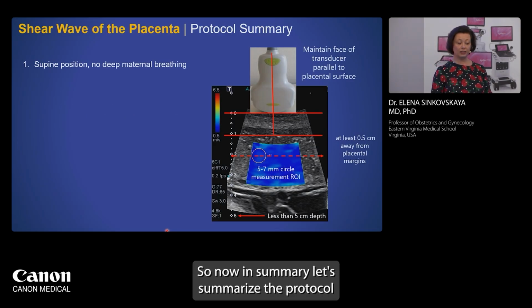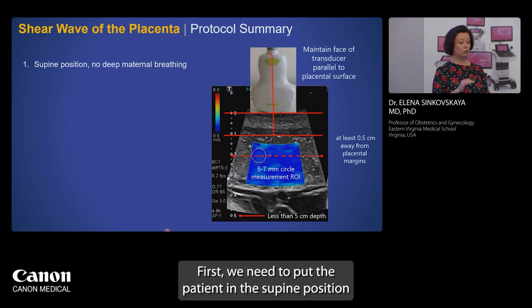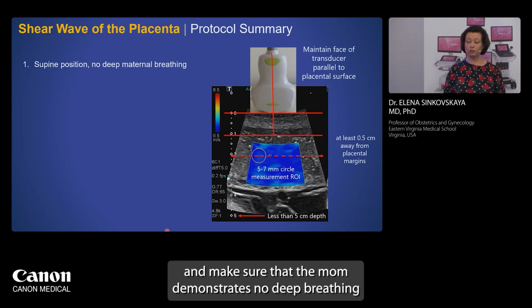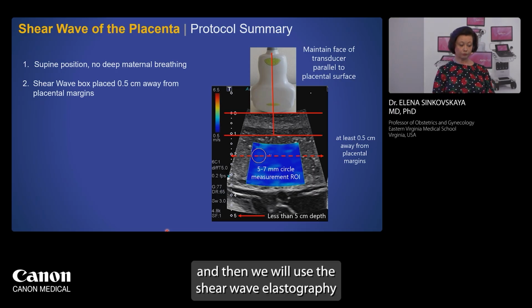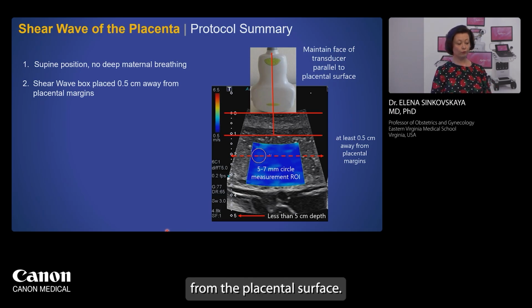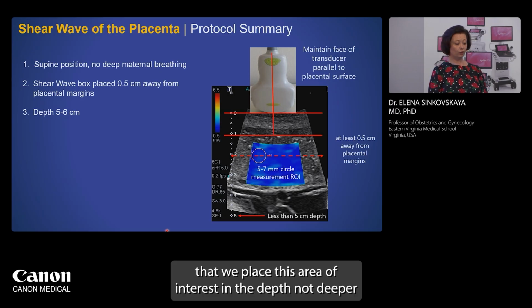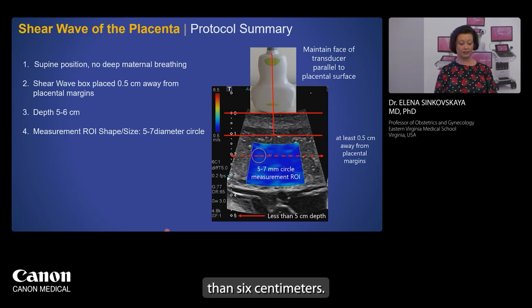So now, in summary, let's summarize the protocol of shear wave elastography of the placenta. First, we need to put the patient in the supine position and make sure that the mom demonstrates no deep breathing. Then we will use the shear wave elastography area of interest box, placed with margins of 5 millimeters away from the placental surface, and we will make sure that we place this area of interest at a depth not deeper than 6 centimeters.